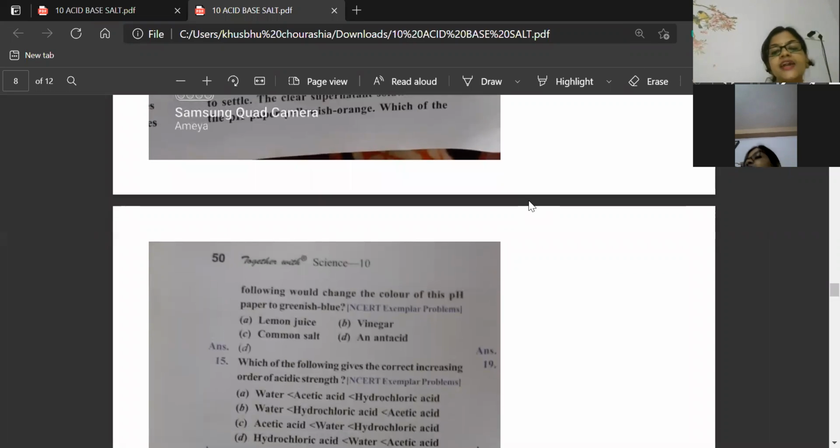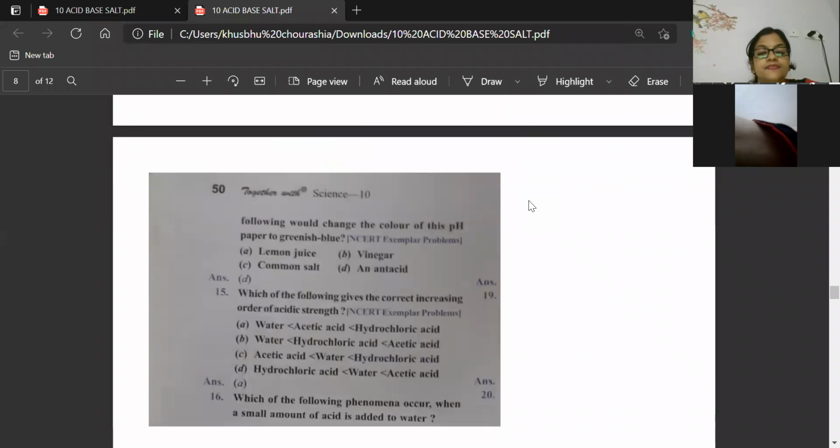Which of the following gives the correct increasing order of acidic strength? Water, acetic acid, hydrochloric acid. Tell me the correct order of increasing strength. The correct answer is A, because hydrochloric acid is the strongest acid, then acetic acid, and then water.